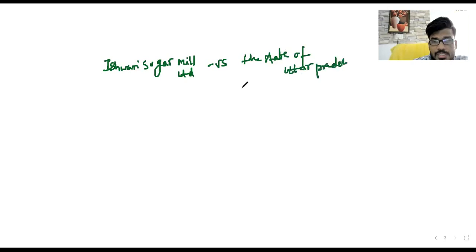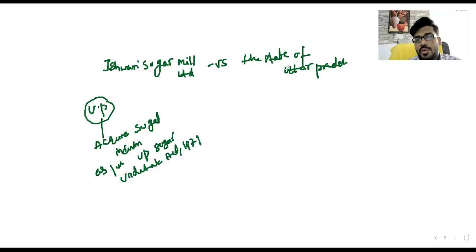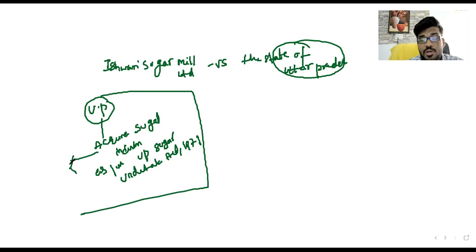So the UP state government, sir, what did the UP state government do? They acquired sugar industries as per the UP Sugar Undertakings Acquisition Act 1971. Here, whatever sugar factories were there in Uttar Pradesh, as per this law, the government can acquire them. Okay, sir, they can acquire. But what did Ishwari Sugars Mill Limited do?